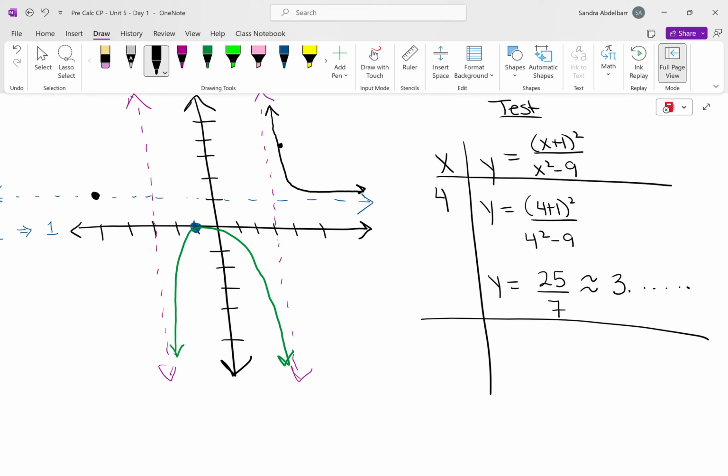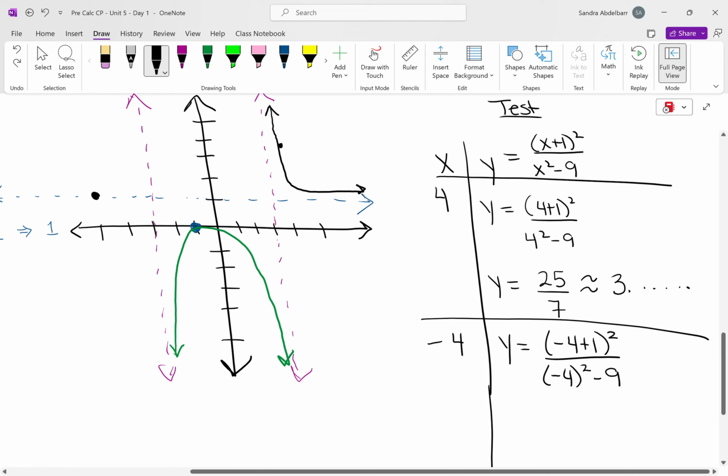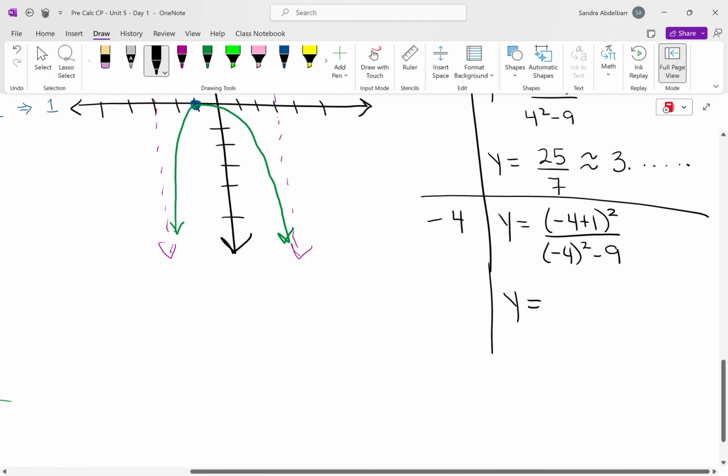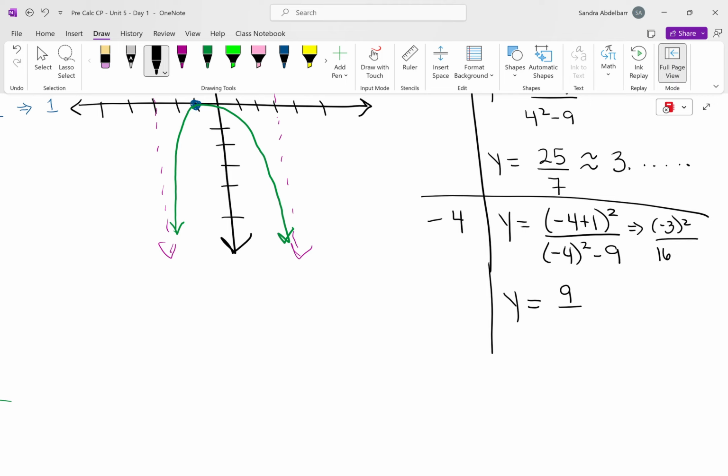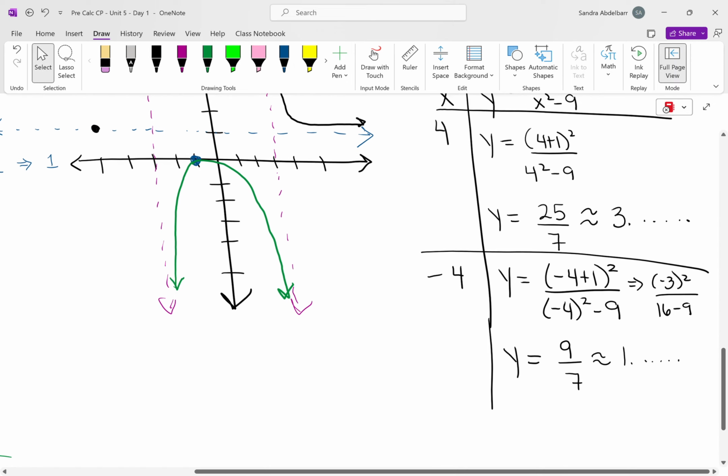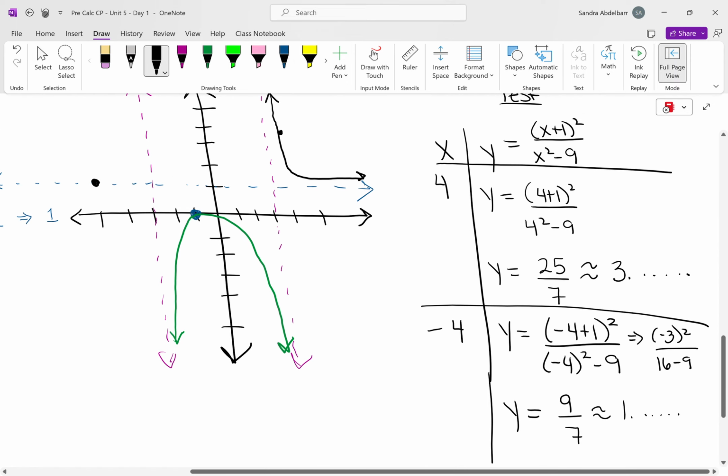All right, we now need to figure out what's going on to the left of the vertical asymptote. So my vertical asymptote's at negative 3. What point should I test? -4, right? That's a good point. Let's test -4. So we're going to go back in. y is equal to -4 plus 1 quantity squared over -4 quantity squared minus 9. So now we simplify this down. y is equal to 9 over, right? This is -3 squared, and then this is 16 minus 9. So it's 9 over 7. Is everything positive? Yes, everything is positive. All right, 9 over 7. Do you agree that's 1 point something something?